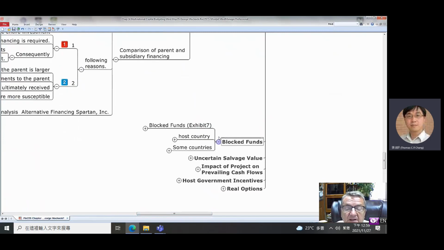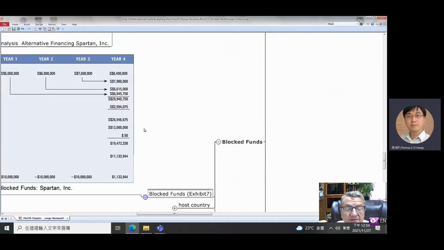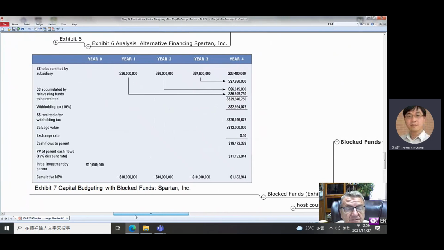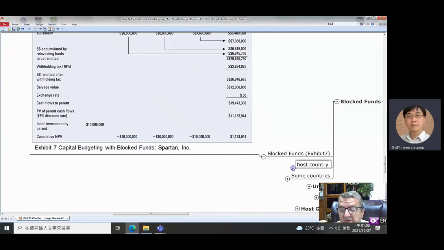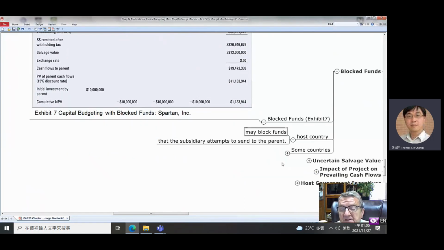Okay, let's look at blocked funds. Again, blocked funds exhibit. Here are funds that are blocked, accumulated by reinvestment, funds to be remitted, withholding after taxes, salvage value. So you have it by different years. Okay, you have it remitted by the subsidiary, but the funds that they can't have when it comes in here. All right. Now the host countries may block.